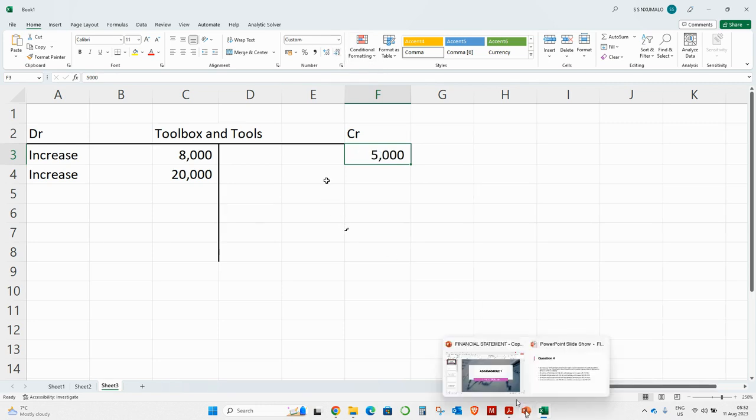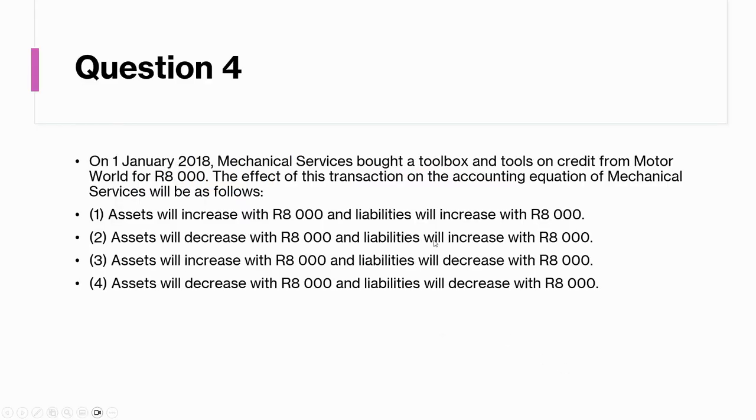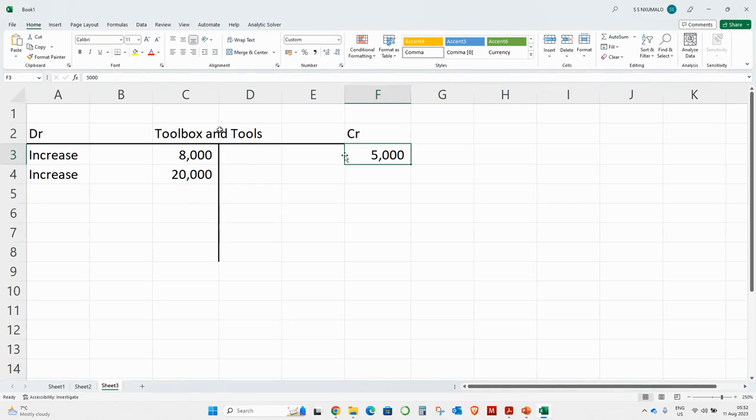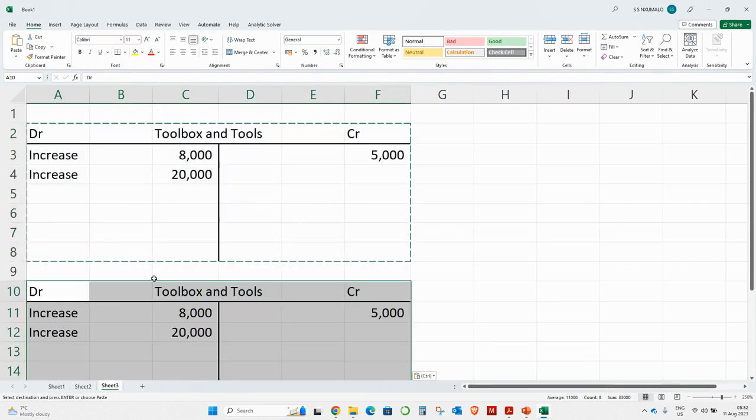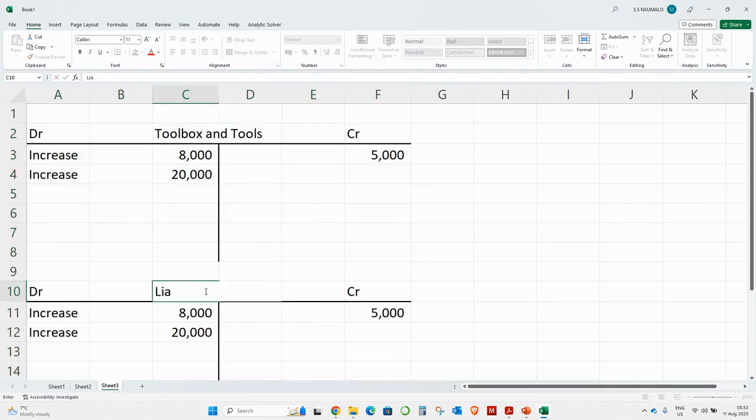Going to jump back into our question. So we bought assets, so we know that our assets will increase, and we bought these assets on credit. So both our assets are increasing and also our liabilities. Let me go back again to our examples. So these are assets, right? I'm going to show you how liabilities then behave. Liabilities.